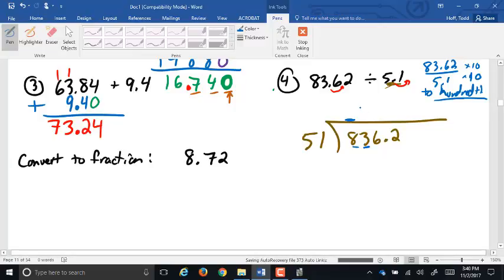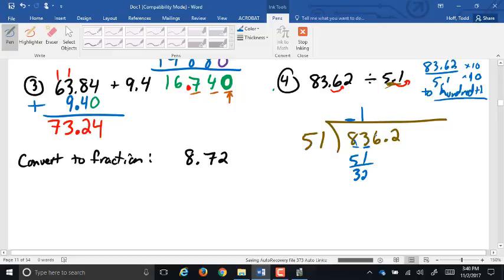How many times? Once. 1 times 51 is 51. We'll subtract. 3 minus 1 is 2. 8 minus 5 is 3. Now I should double check to make sure, is this smaller than this? Yes, it is. So we know we're okay.